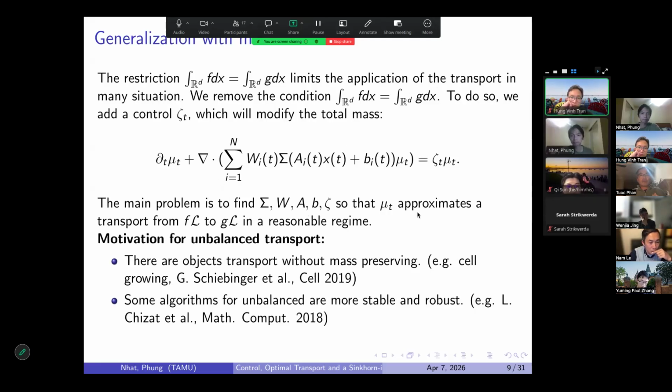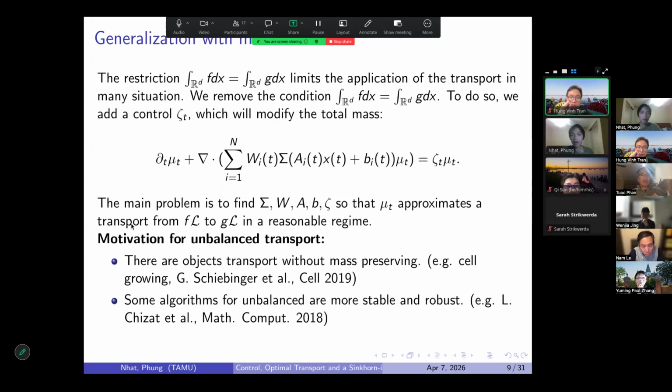And what we want to do is that the solution here will approximate maybe a flow also from F to G. This regime I will also explain later when we go to the results.